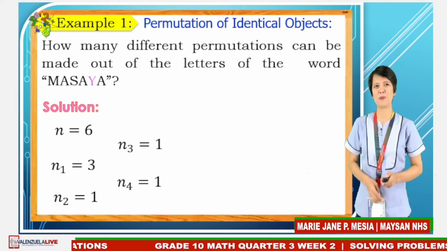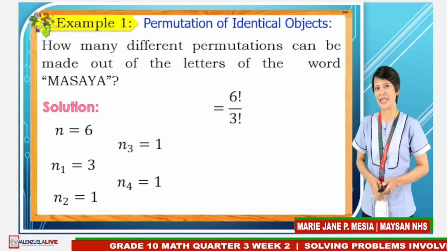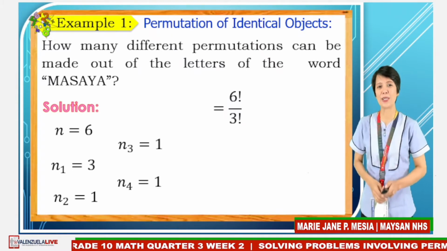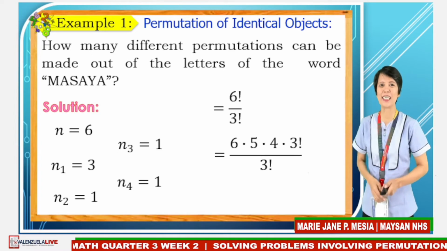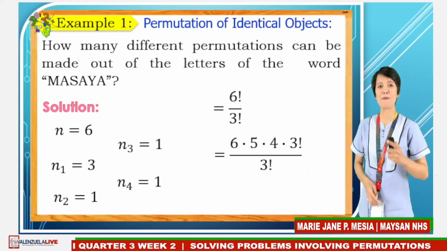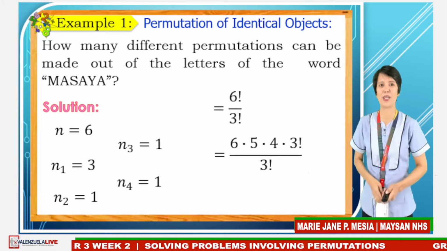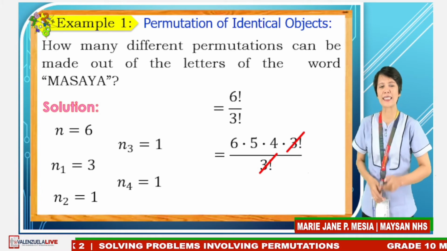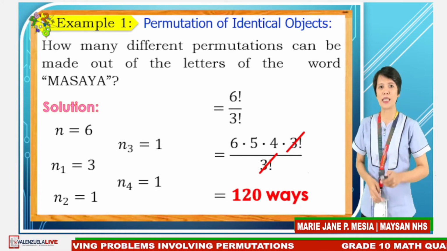Then substitute to the formula, we have permutation of the letters of the word Masaya is equal to 6 factorial divided by 3 factorial. Expand the factorial notation in the numerator up to 3 factorial, since we have 3 factorial in the denominator. Cancel 3 factorial. What is left are 6 times 5 times 4. The result is 120 ways.